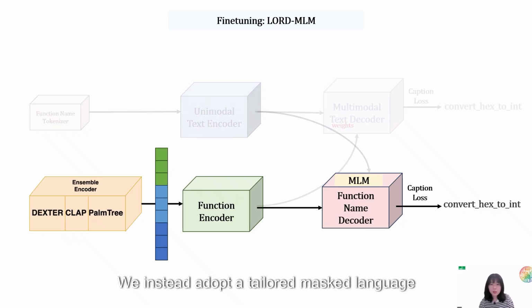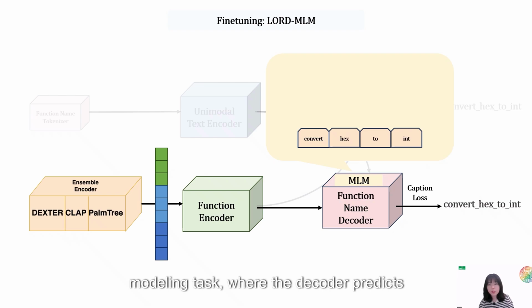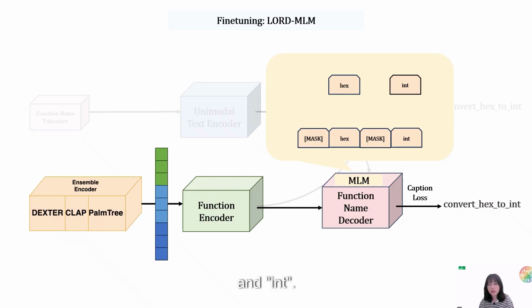So we instead adopt a tailored masked language modeling task, where the decoder predicts randomly masked tokens from the remaining ones. And the basic idea is kind of similar to the original MLM task. For instance, here we mask convert and int, and then the model tries to predict the masked words from the remaining context, hex and to.